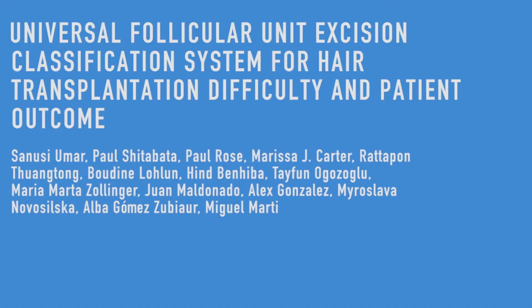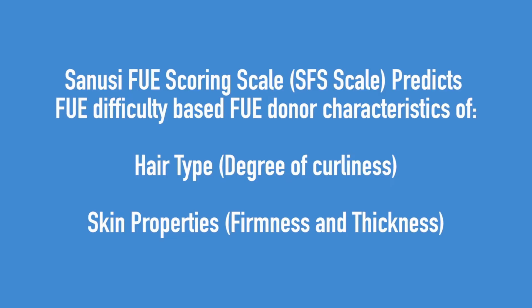My name is Sanusi Umar, the lead author in our paper titled Universal Follicular Unit Excision Classification System for Hair Transplantation Difficulty and Patient Outcome. We present a new FUE difficulty level predictor called the Sanusi FUE scoring scale that is based on FUE donor characteristics of hair and skin type.